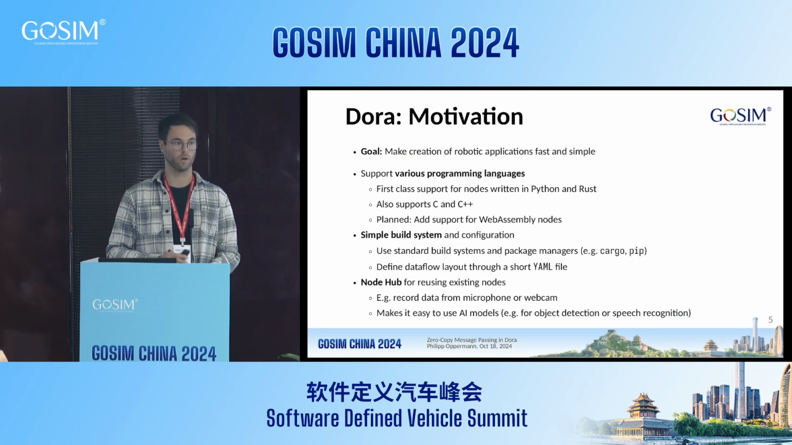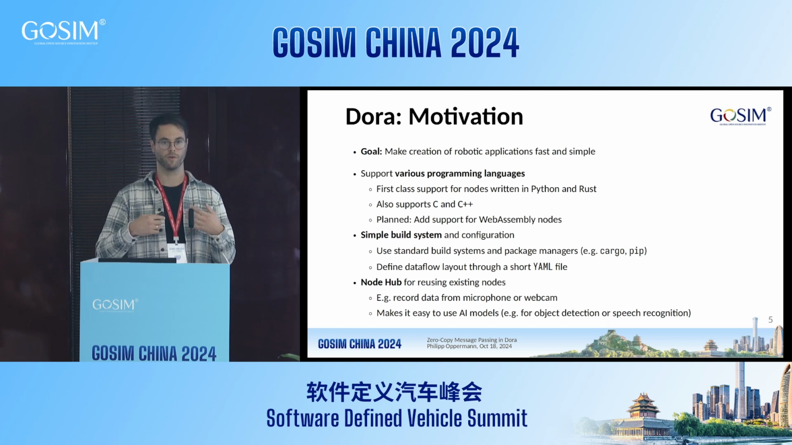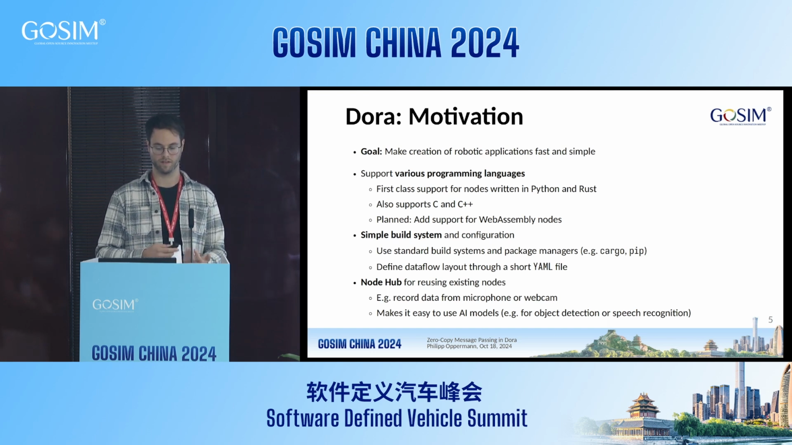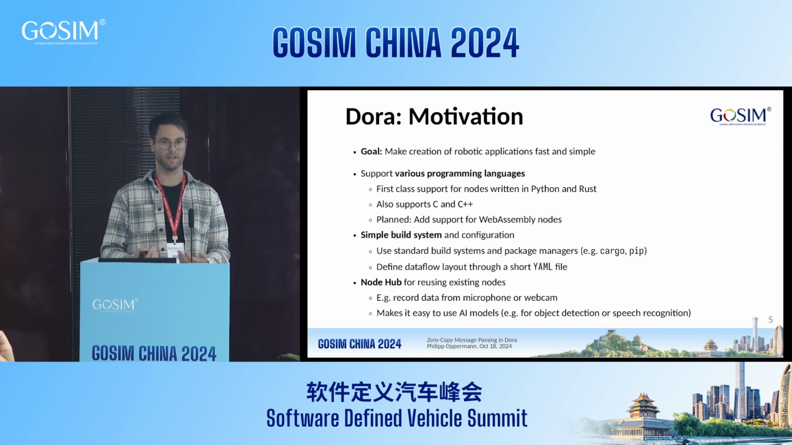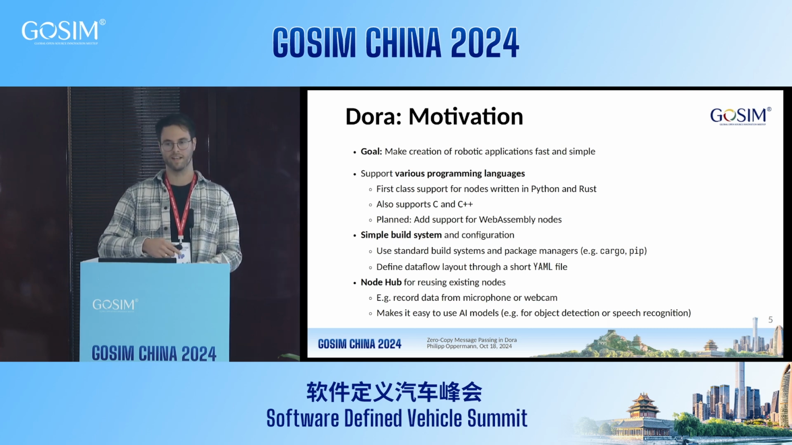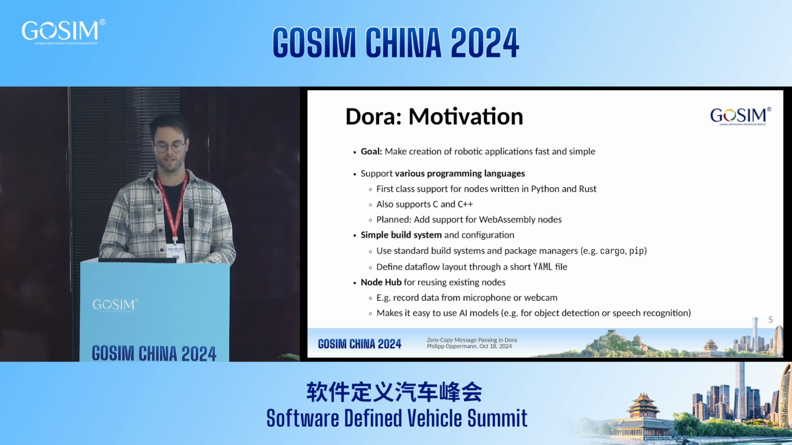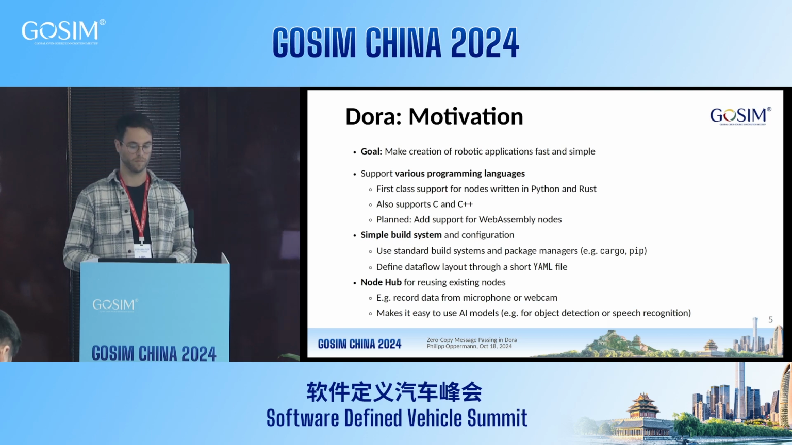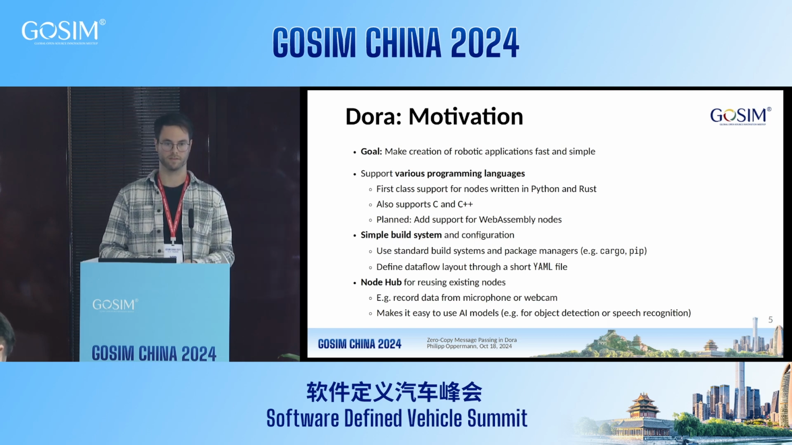And the motivation for Dora was that we want to provide an easy way to get started with the creation of robotic applications. So as a beginner, as a newcomer, you should be able to just check out the project and get started quickly without reading into build system stuff and so on. So we want to support various programming languages. First class support is for Rust and Python, but we also support existing C++ code. So if you have some ROS 2 code or so, it should not be too difficult to migrate that code. Just use a different API, hopefully. But the rest of the code can stay the same.